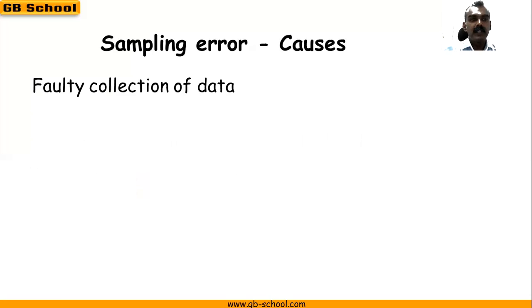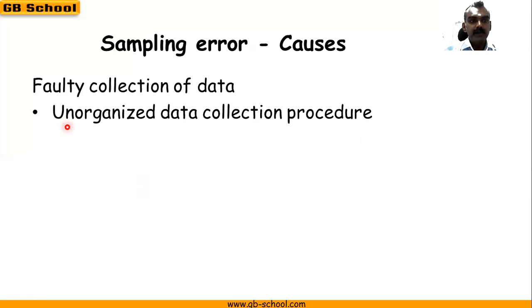Next, faulty data collection, faulty collection of data. It is mainly because of unorganized data collection procedures. As we learned in the research process, data collection is very, very critical. It should be structured. If the data collection is not structured, the data collected by person A will differ from that collected by person B. So unorganized data collection procedure is also one of the reasons for sampling error.